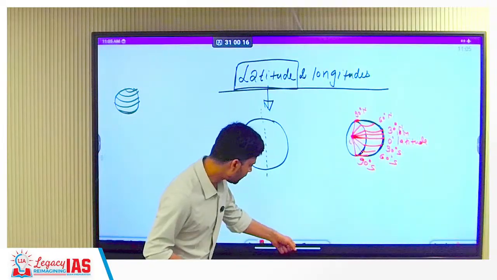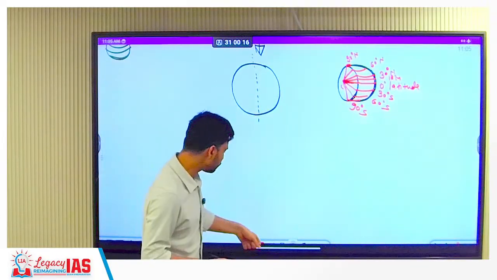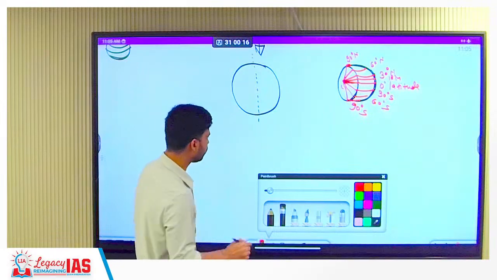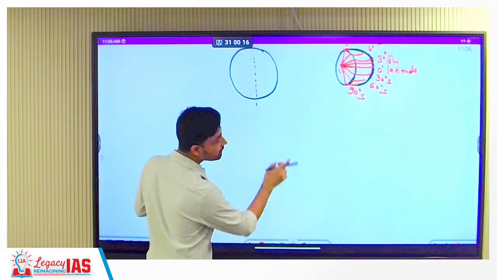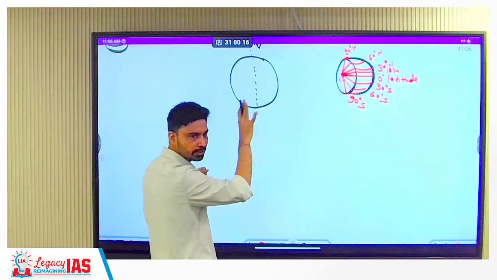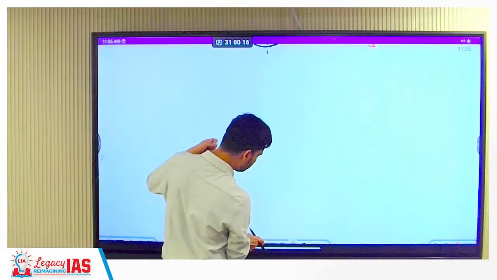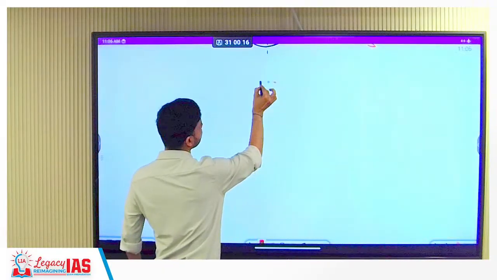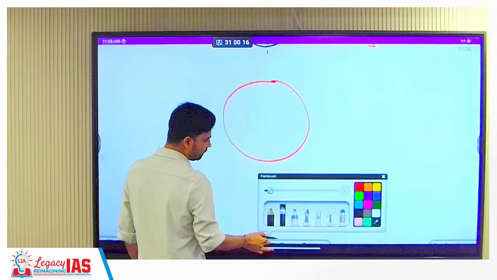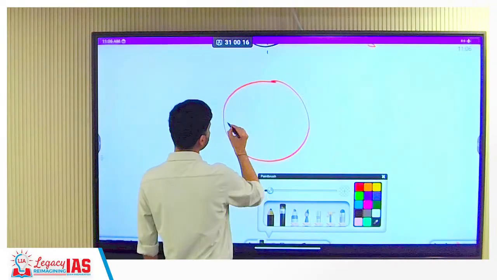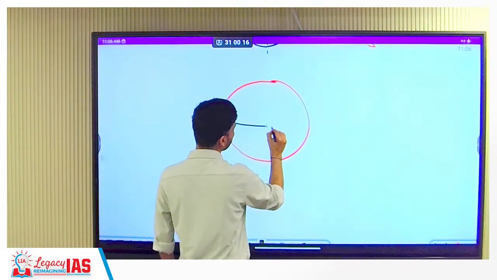Now when you talk about the latitudes, some important latitudes we can show on the globe. So, is this clear up to here? We have not drawn it, it's simply for understanding purposes how latitudes are drawn. So this is the Earth.